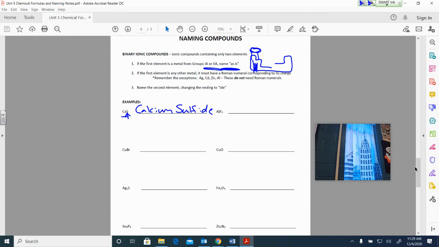Okay, so it says if the first element, here we go, copper, if the first element is any other metal, so any other metal that isn't in the first 2 columns on the periodic table, then it must have those Roman numerals that represent its charge. So this is what makes it difficult, because you're going to have to figure out its charge. You don't actually really know it, and you're going to have to figure it out using a little bit of backtracking math, okay?